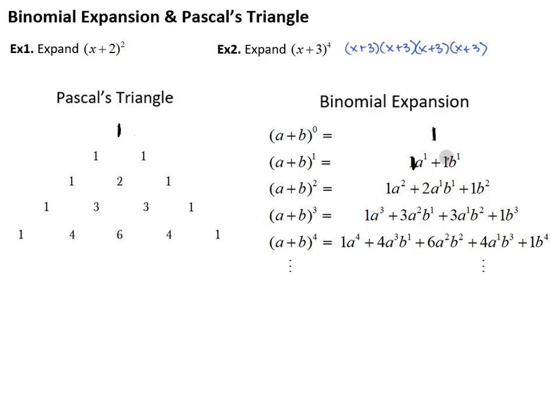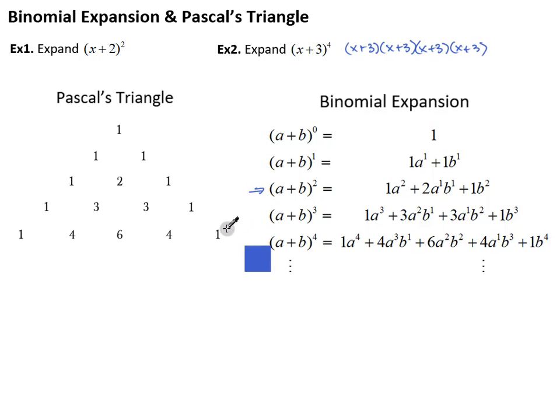1 and 1 again, 1 and 1 again. 1, 2, 1, 1, 2, 1, etc. Right? 1, 3, 3, 1 here, 1, 3, 3, 1 here, etc. So I'm going to stop scribbling all over this because hopefully you see the pattern now. 1, 4, 6, 4, 1, 1, 4, 6, 4, 1, etc. Okay, that's great. So now we see that the numbers from Pascal's triangle represent the coefficients, or the numbers in front of these variables. What other patterns can we see here?